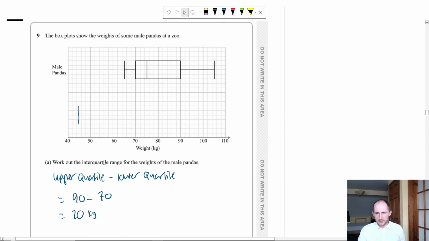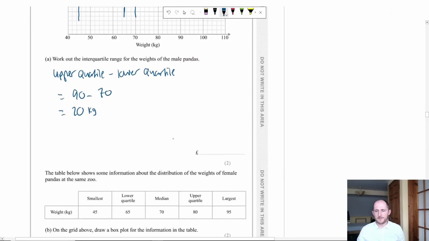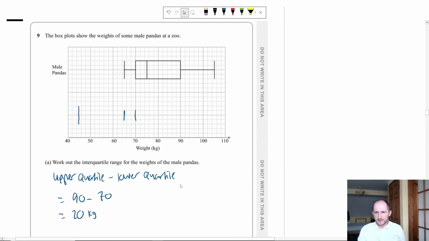65 is the lower quartile, so let's put that there. Then we have the median of 70, which should be nice and easy to plot. That 80 is the upper quartile, and then 95 is the largest value, so 90, 92, 94, 95 would be midway through there. I personally choose to make the whisker parts of the box bigger than the other parts, just for aesthetic reasons. You don't have to do it. And that would be the box plot.